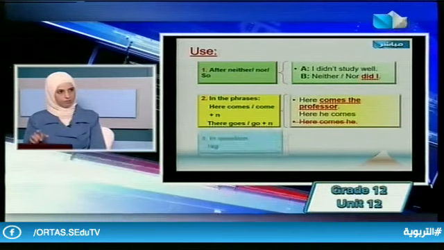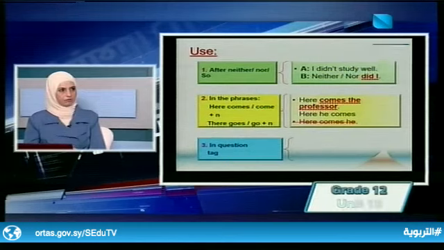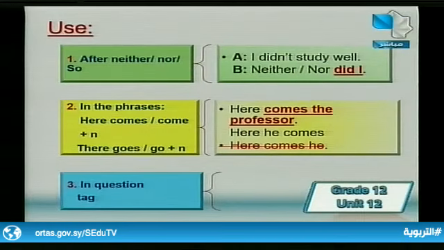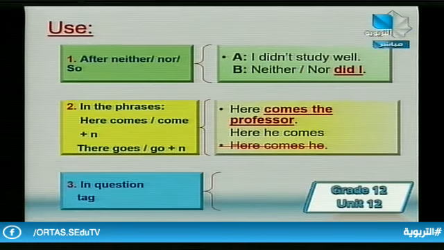If the subject is a pronoun, not a noun, imagine now, instead of the professor, we have he or she, we don't make inversion here. If we have a pronoun instead of a noun, there is no inversion at all. So we say here he comes. We can't say here comes he, because it's a pronoun.